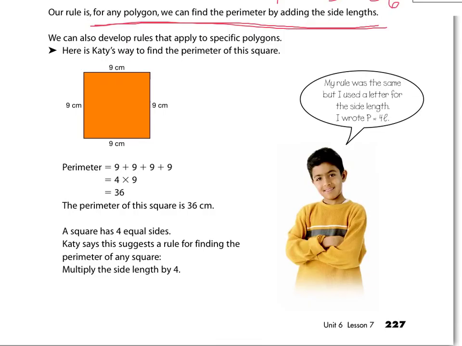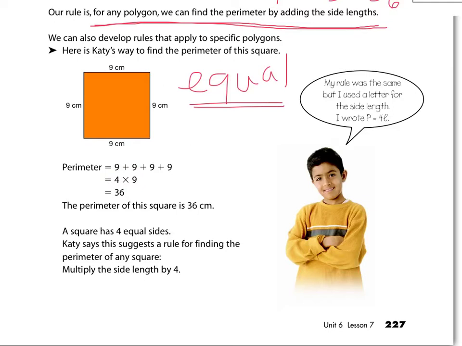All right, so now we're going to look at a square or an equal-sided shape. This would work for a regular hexagon as well. It would work for any shape that has equal side lengths. Must have equal side lengths, otherwise this doesn't work. Okay, so we could still add side 1 plus side 2 plus side 3 plus side 4. That would still work. But if you know your multiplication rules, you know that 9 plus 9 plus 9 plus 9 is the same as 4 times 9.